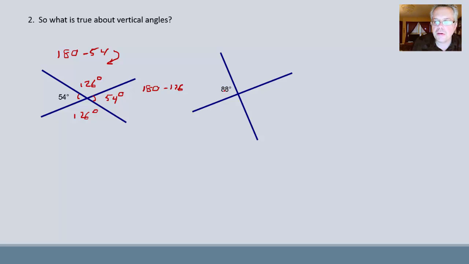So the same thing here. This angle right here, if I do 180 minus 88 degrees, I find that this one is 92. If I do 180 minus 92, I'm back to 88. And these are vertical angles. Straight lines are crossing, and they're the opposite angles. And if I do 180 minus 88, I got 92 again. So we see that the opposite ones are equal in measure, which means the angles are congruent.